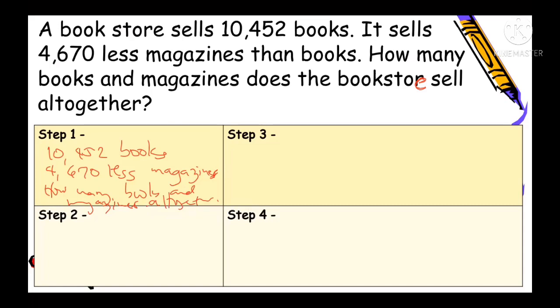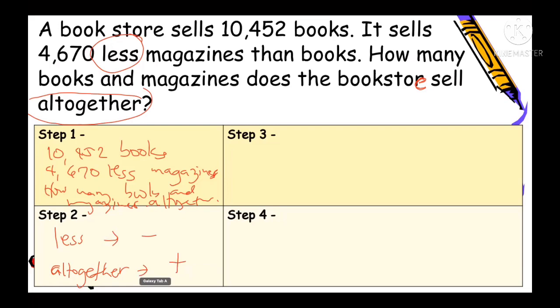Step 2. We need to find clues. Since we are about to use addition and subtraction, we must have 2 clues. What are those 2 clue words? Yes, one is less, correct? Less is for minus. Good job. The next one, where's the other one? All together. Good job. So we have here all together. Together is plus. Alright? So we have minus and plus.